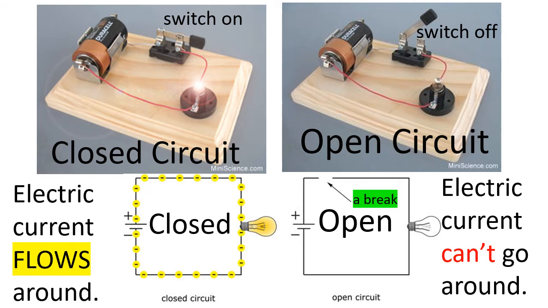So this slide shows you the difference between a closed circuit and open circuit. We built both. So when the circuit's closed, the electric current flows. You can remember closed and flows, almost rhyme as a memory trick, flows around. And when the circuit's open, the switch is off, electric current can't go around because there's a break in the circuit. So look at the green highlighted word that says a break. That's an open circuit.